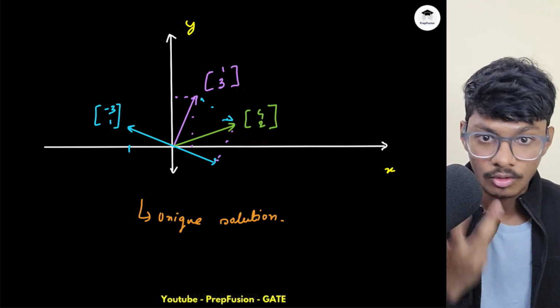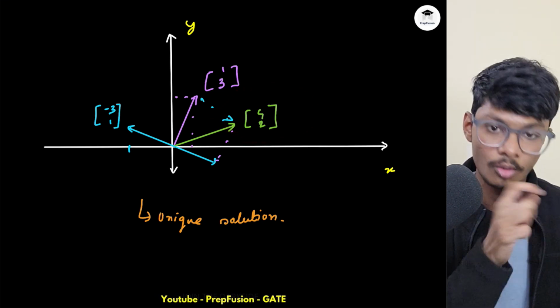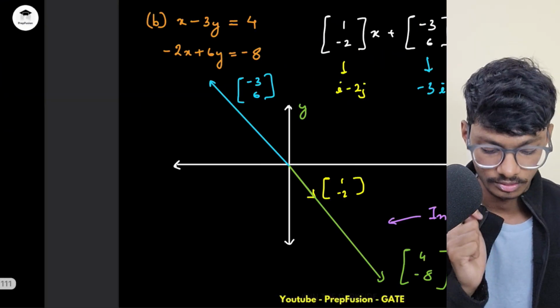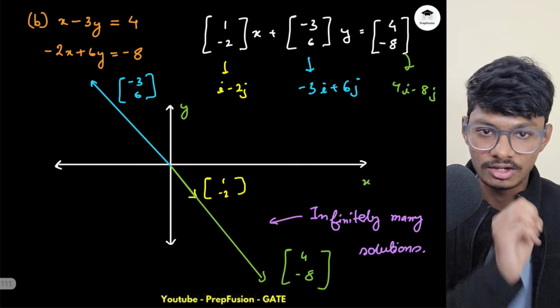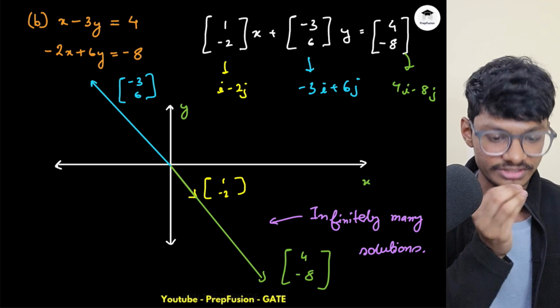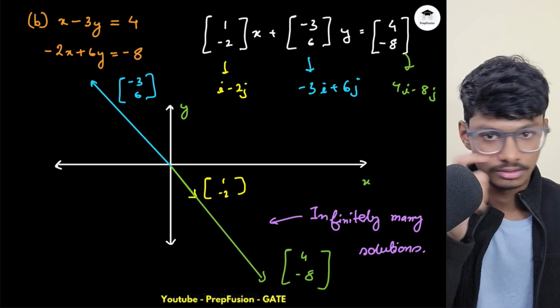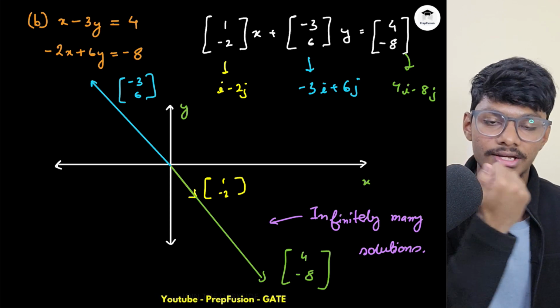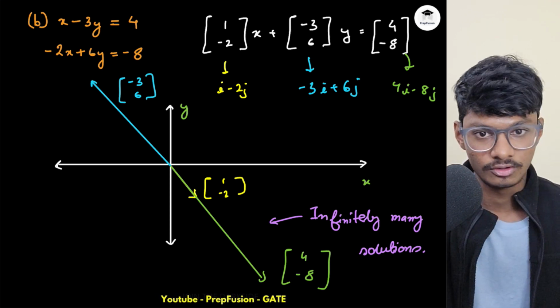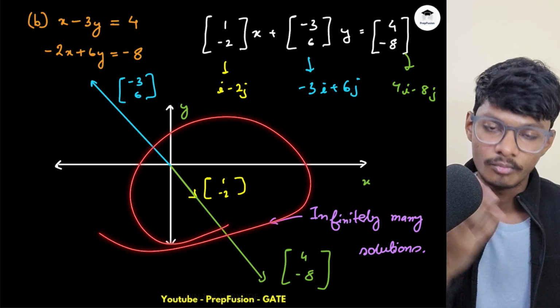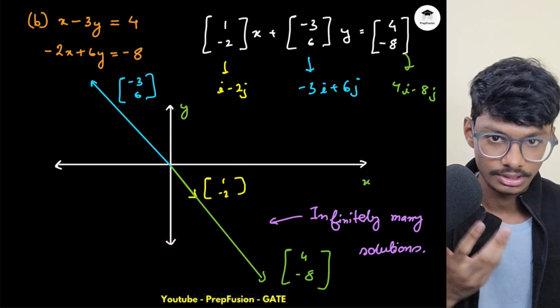In the first case, only one combination was able to produce this 4 2. Here, any type of combination works: if I pick one value of x, then I get another value of y that will satisfy. Then if I pick another value of x, another value of y also will satisfy. So any combination was satisfying, and this was infinitely many solutions.